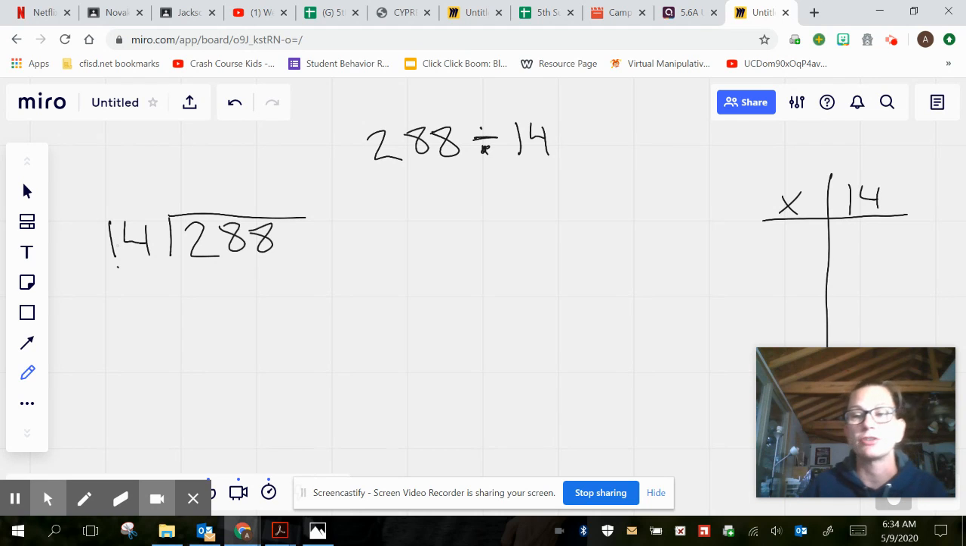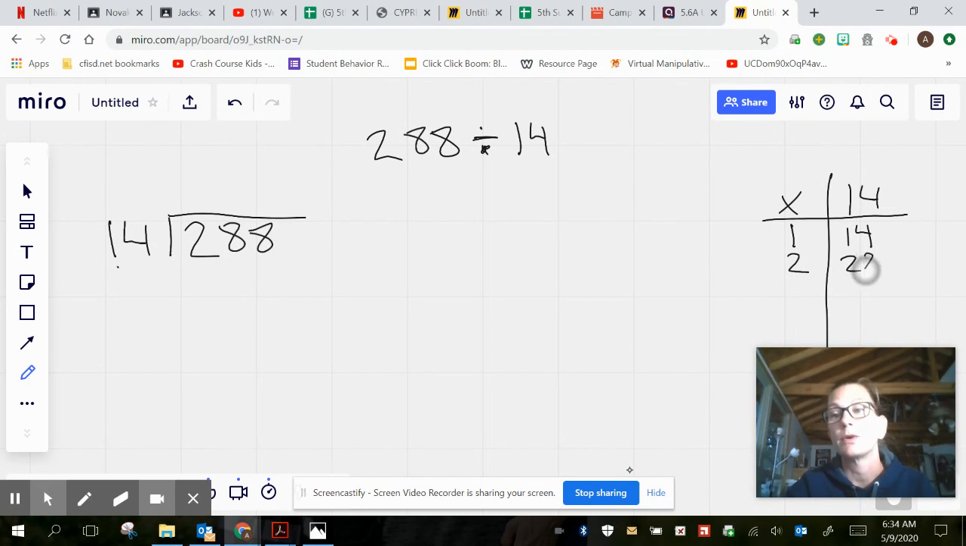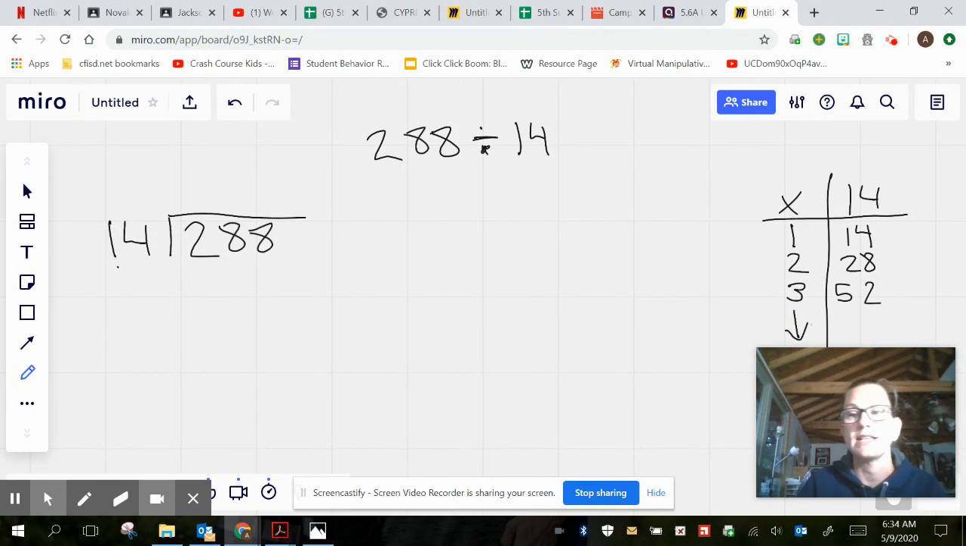That's called the divisor. Now, of course, we may not necessarily know our 14s, so I need you to come over and make a T-chart. 1 times 14 is 14. 2 times 14 is 28. 3 times 14 is 52. You would go all the way down until you get 9 times 14. So let's just go ahead and get started here.